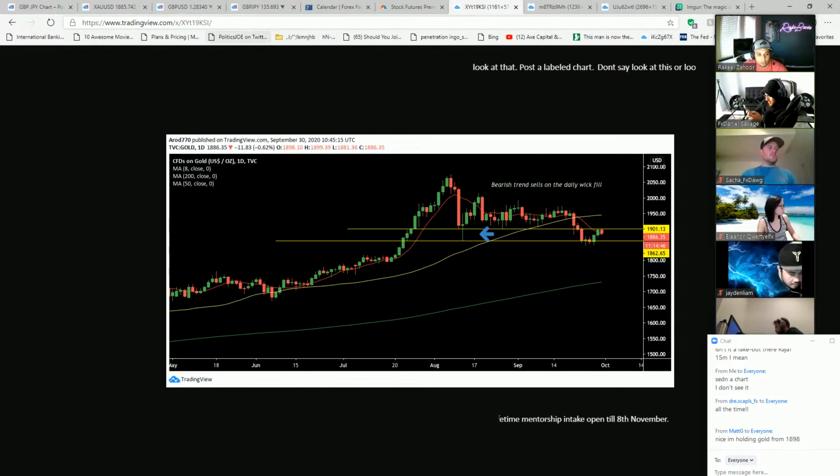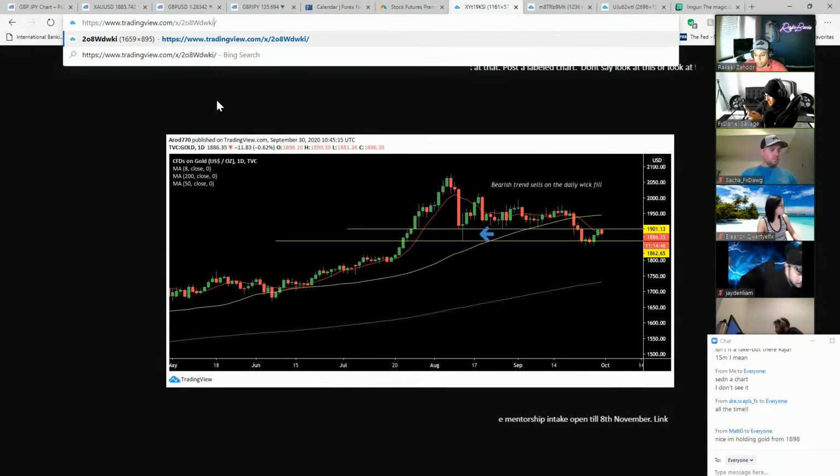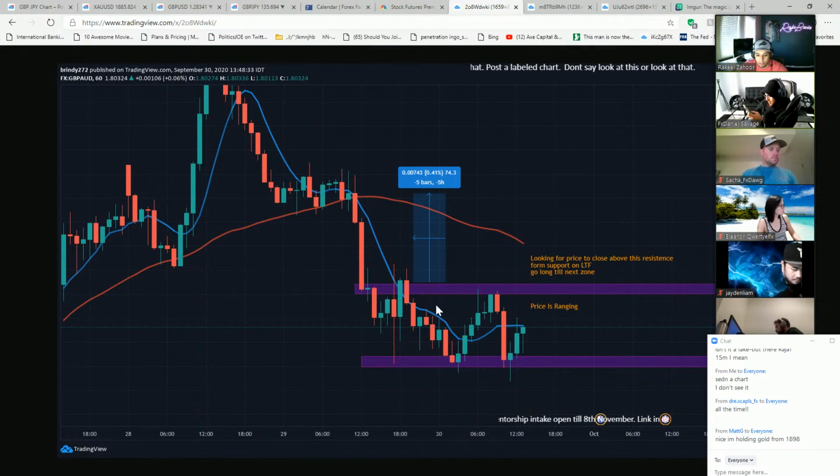Let's take a look at this. GBP AUD, looking for a price to close above this. Yeah, we already looked at this. It's pretty good. We're looking for a price to close up here.